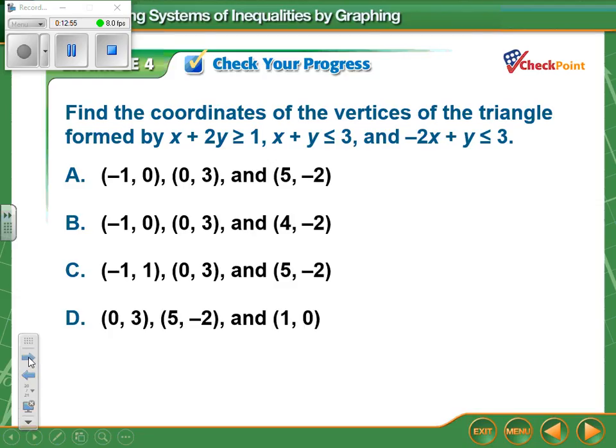Find the coordinates of the vertices of the triangle formed by these three inequalities. Let you pause the video a minute, work this problem out, figure out which one is your correct answer.